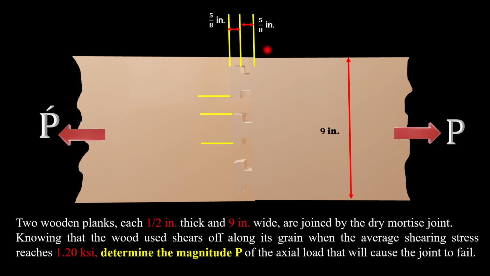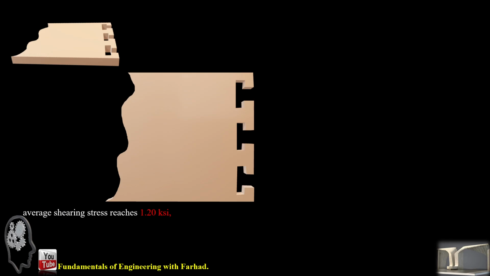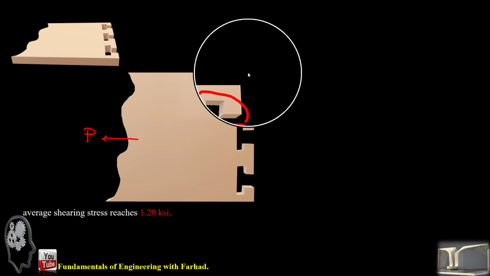The dimensions are provided, and also these dimensions are provided. Now, to solve such a problem, we need to come up with the exact cross-sectional area. If you look at one of these connections, you can easily see this is the part where the connections are joined with each other, and as soon as you apply a tensile force like P here, this is the area which will have shear stress on it.